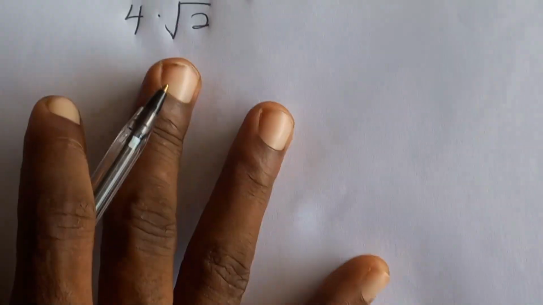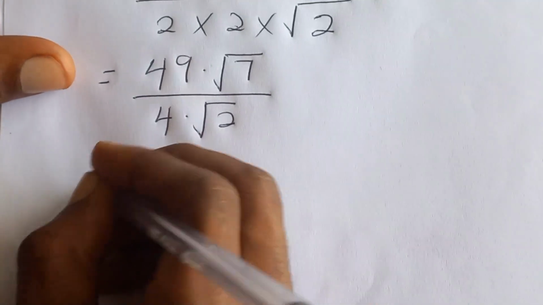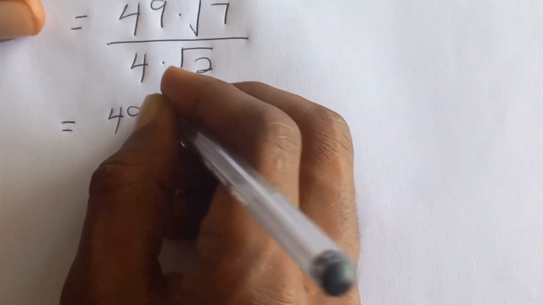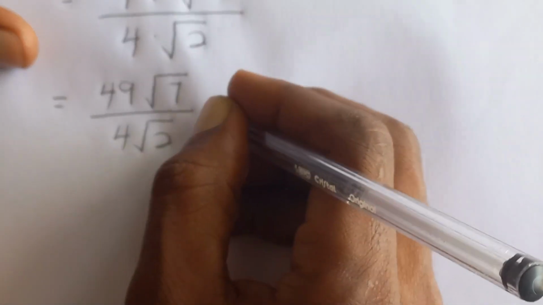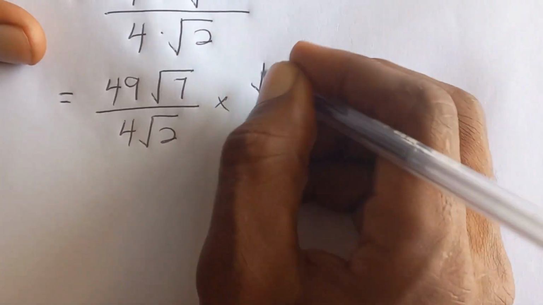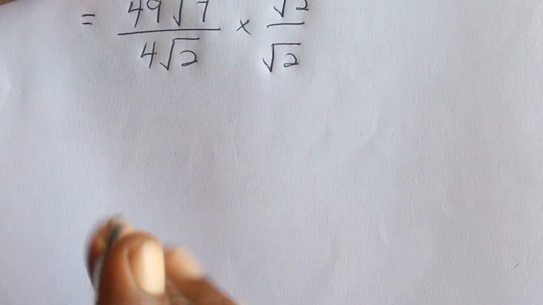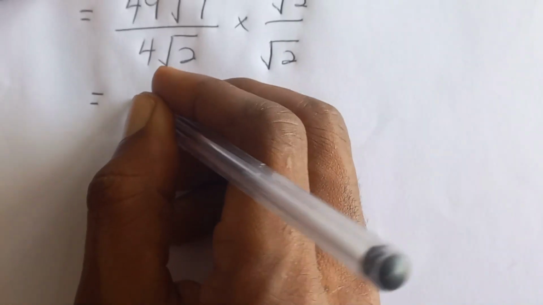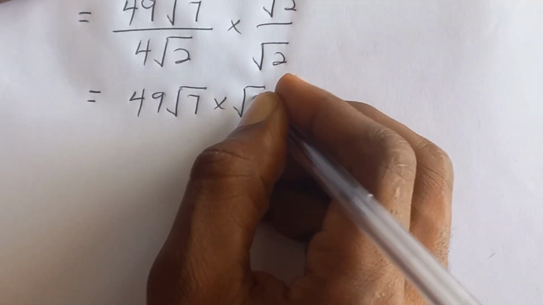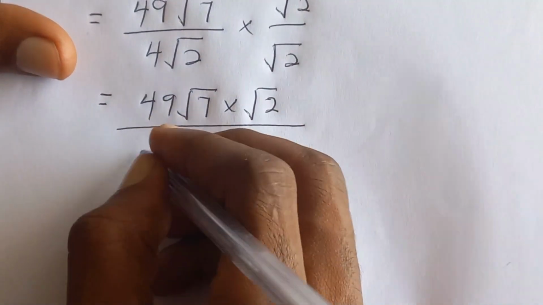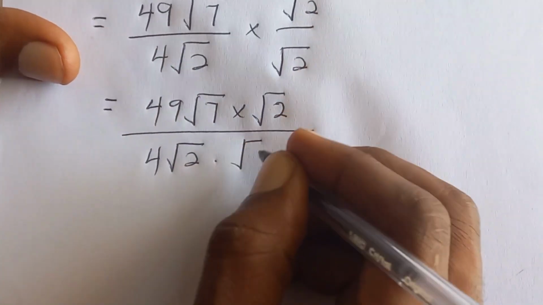Okay, so we need to rationalize or simplify this. So we are going to continue, to be 49 square root of 7 on 4 square root of 2 multiplied by square root of 2 on square root of 2. Now we are going to get 49 square root of 7 multiplied by square root of 2 on 4 multiplied by square root of 2 multiplied by square root of 2.